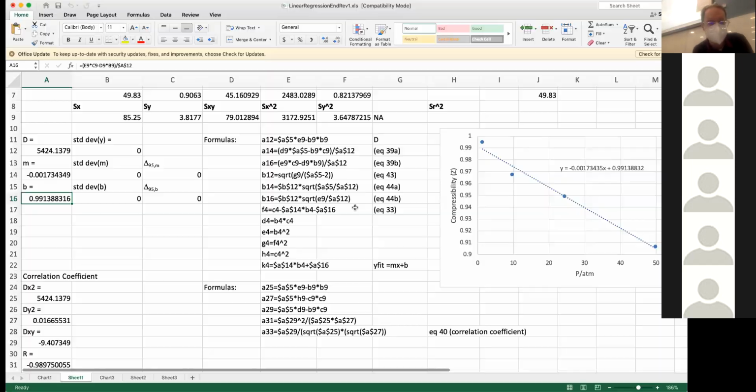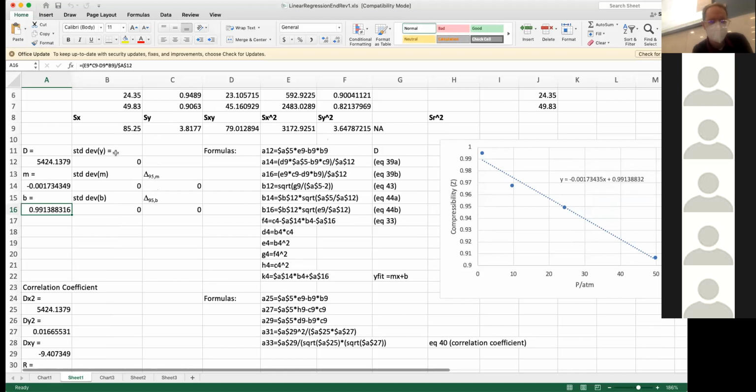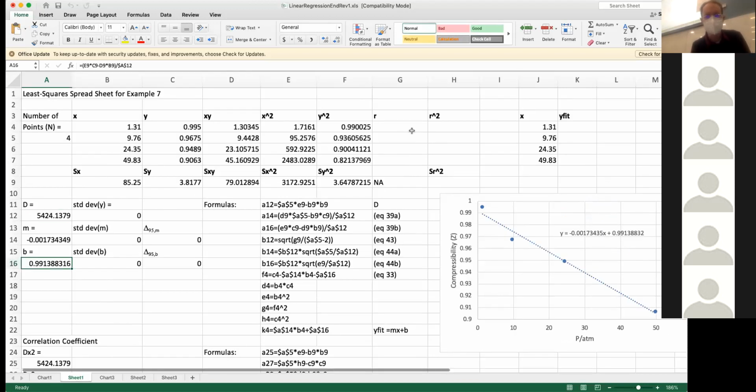Okay, so I'll go back here. Basically, in order to calculate this, first we need to calculate the standard deviation of the residuals. So we need to calculate what the residuals are equal to.